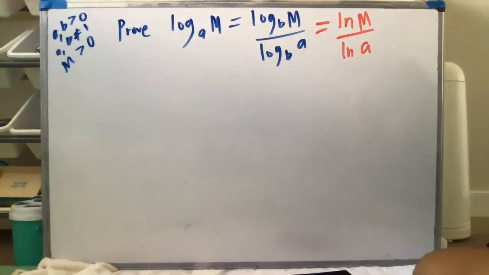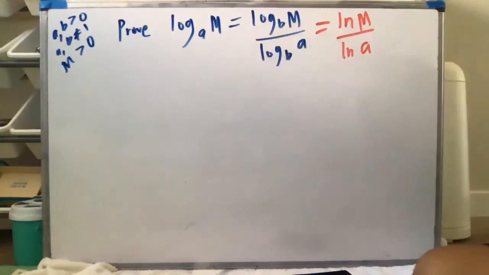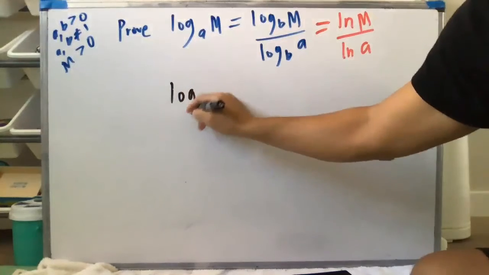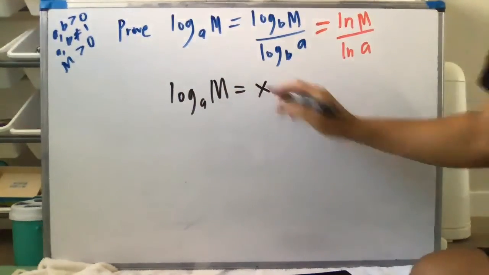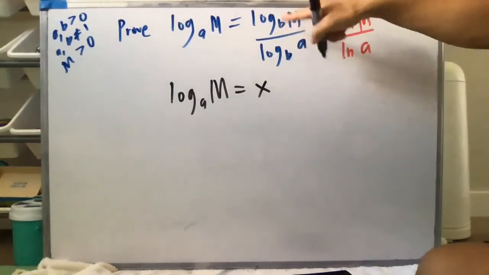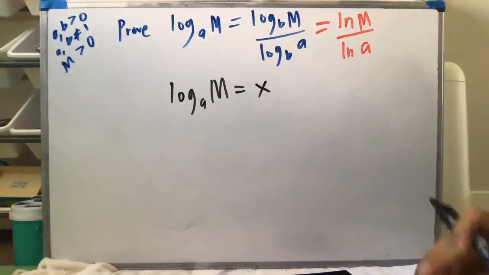Okay, so let's prove this thing. I want to start with one side and show it's equal to the other side. Let me start with this log, log base A of M, and let's give it a name. We'll call this x. What I want to show is that x is equal to this, or rather, I'm going to focus on the right side, the ln one.